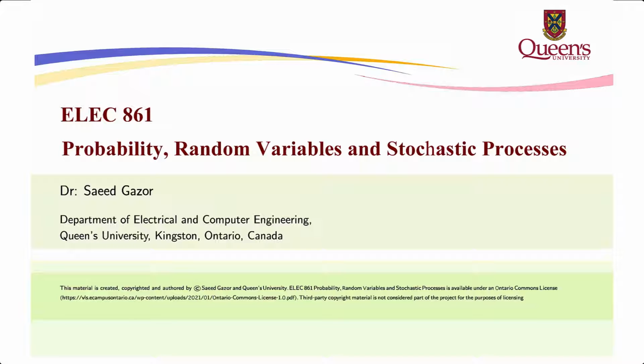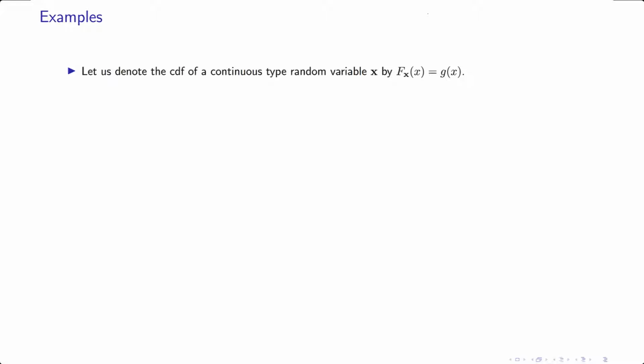So this is one of the ways we will solve one example, and then in another example, we'll see how we could use the solution of this example for generation of random values. In this example, which is very simple, the CDF of a continuous type random variable is given by a given function. So this function, the CDF, is given to you.